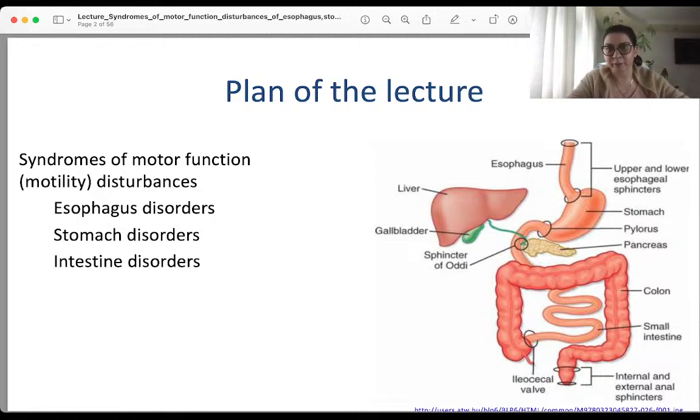Before all, I want to remind you on the picture the anatomy of the GI tract. You see that it includes esophagus, stomach, intestine that consists of small and large intestine, and additionally it contains pancreas, liver, gallbladder. And today I'm going to discuss with you a motor dysfunction of empty organs like esophagus. The first part of the lecture will be about esophagus motility disorders. The next part will be about stomach motility disorders. And the last one about small and large intestine motility disorders.